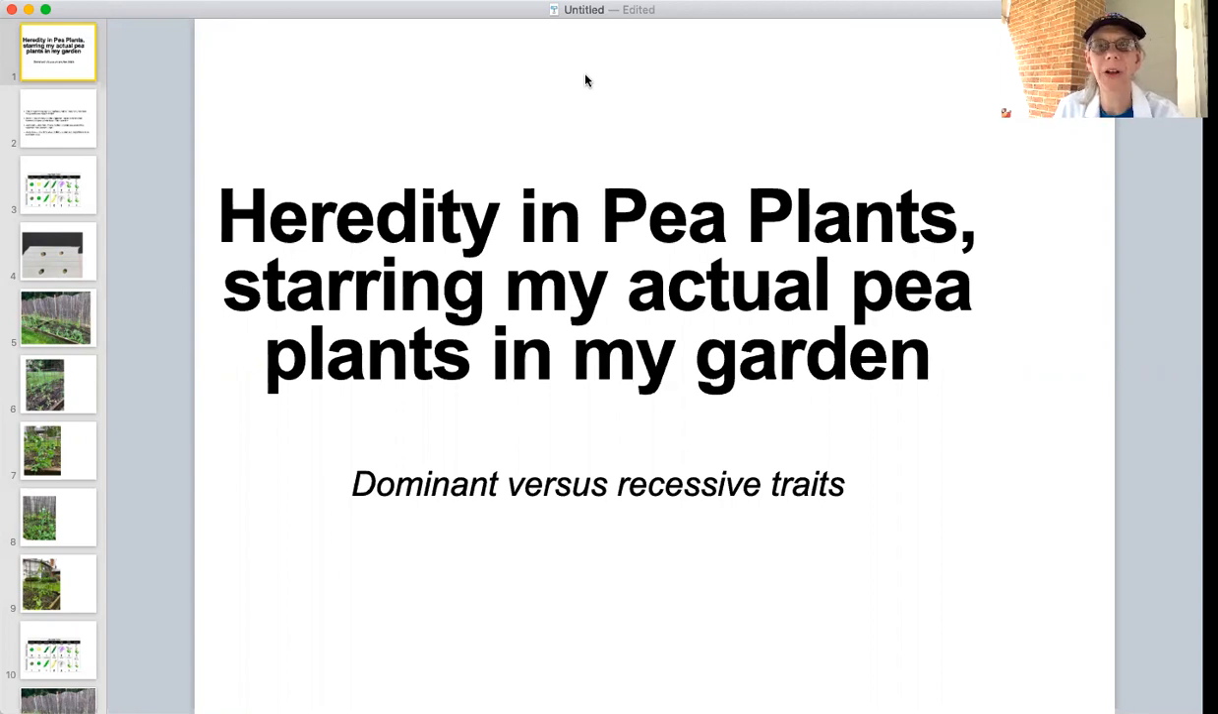Today, we're going to look at some living things and talk about how they pass on their features from one generation to the next. That is heredity. It's easy to study in pea plants. I'm going to use the ones that are actually in my garden. I'm going to talk about dominant versus recessive and look at some.